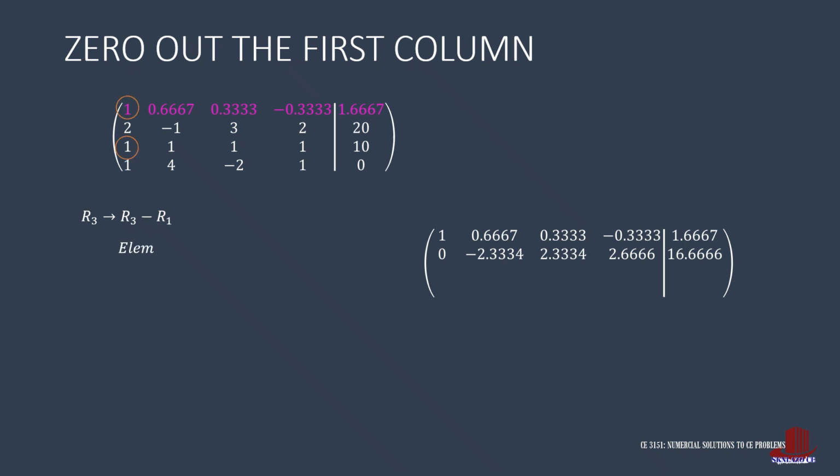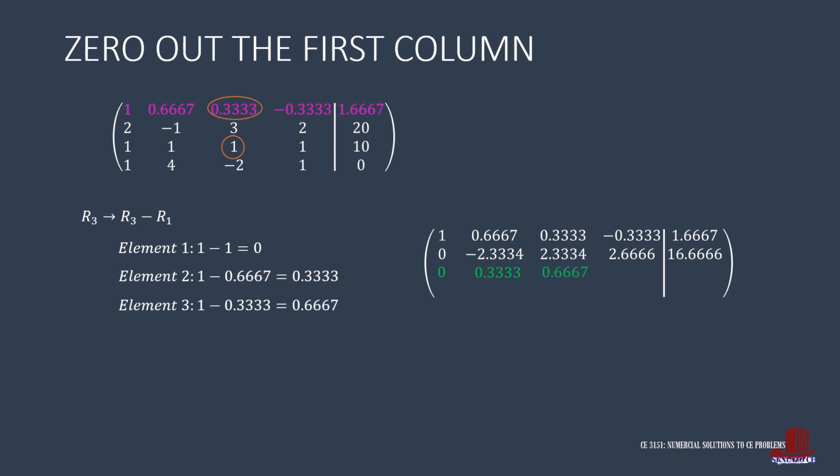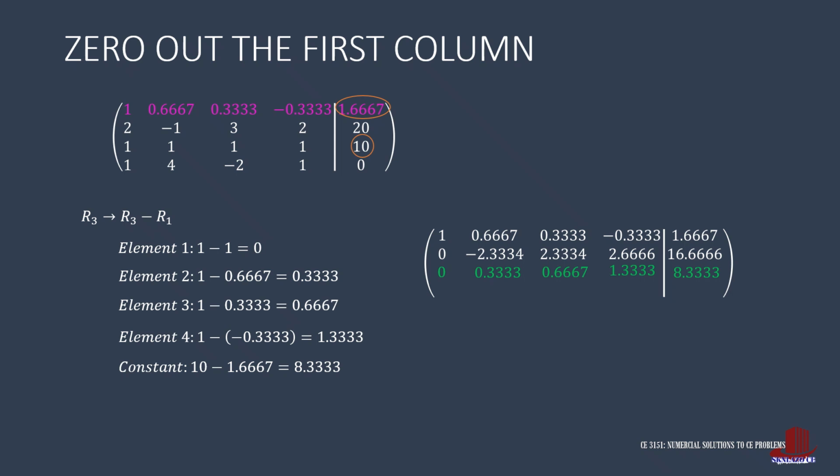The first element from row 3 then becomes 1 less 1, which is 0. Then 1 minus 2/3 is 1/3, or 0.3333. The third element has 1 minus 1/3, giving 2/3. For the fourth element, there is 1 minus negative 0.3333, making 1 1/3. From the constant, we have 10 minus 1 2/3, giving 8 1/3.